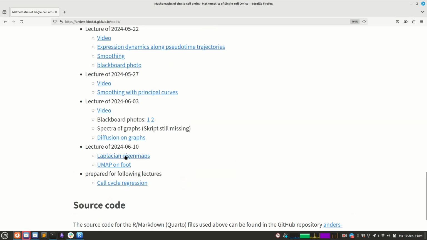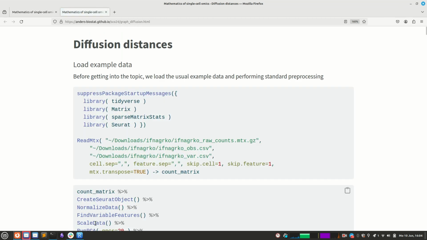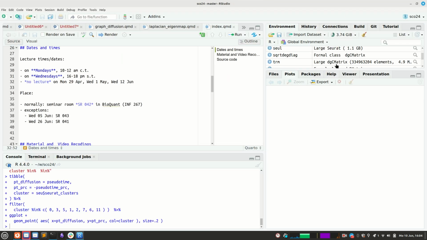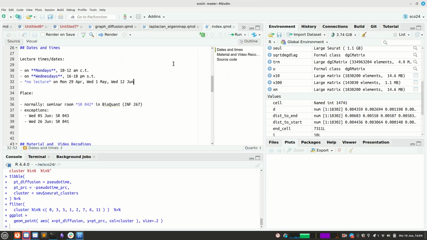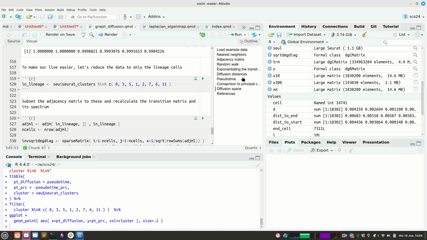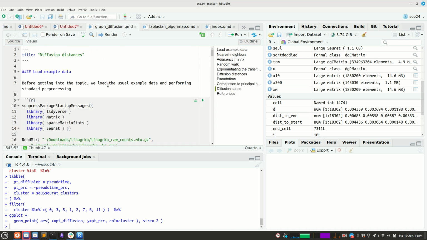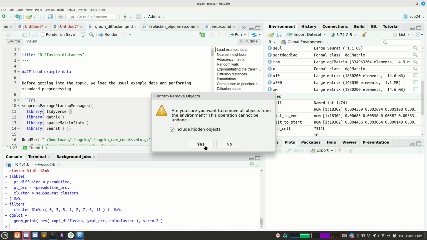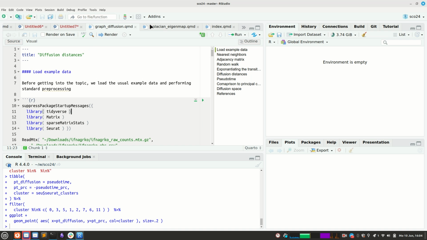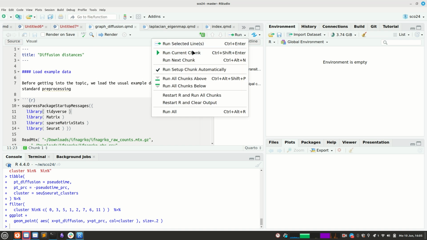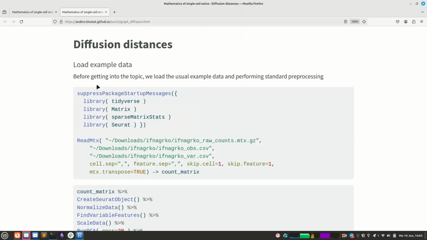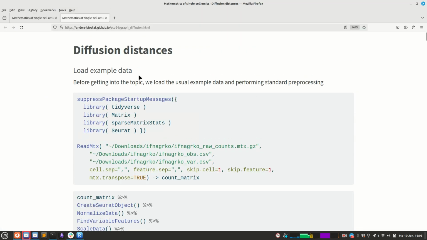Okay, where did we stop? We looked at this diffusion on graphs, and I will quickly open this again while we go through it. I have so many things open here, I better restart everything. Restart R and run all chunks. Okay, while this runs through, let's have a quick look at what we did last time.